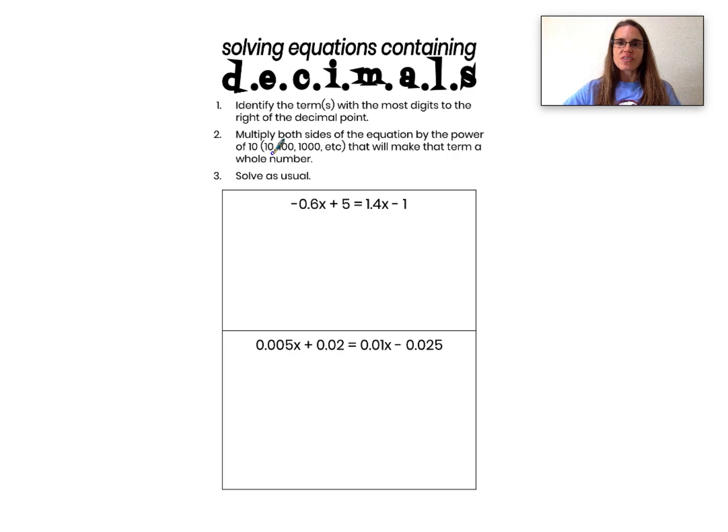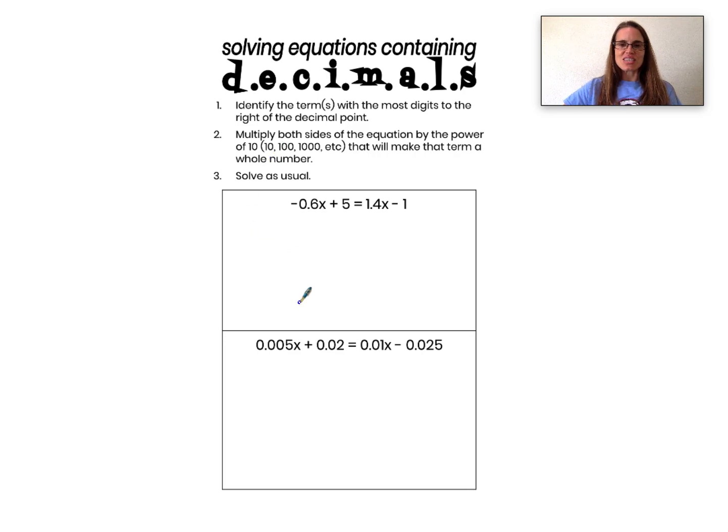When we are solving equations containing decimals, just like when we're solving equations containing fractions, we want to first clear the equation of decimals before we use inverse operations. We do this by first identifying the term with the most digits to the right of the decimal point, and then multiplying both sides of the equation, meaning every term, by the power of 10, for example, 10, 100, 1000. That will make that term and every term in the equation a whole number. Then we solve as usual.